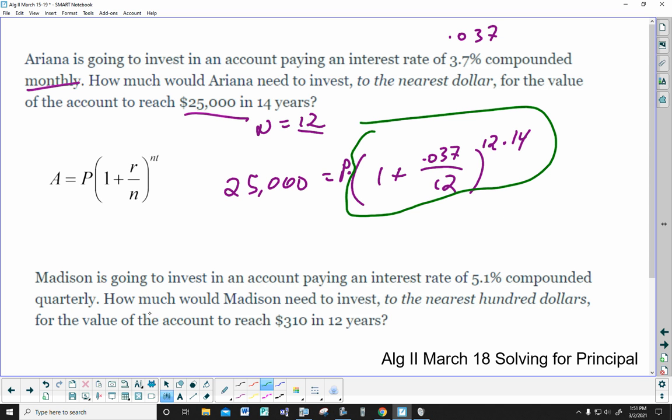Okay? Compounded quarterly, remember quarterly is 4, so that's going to be your n. N is going to be 4. Okay? And you just fill in the money. Remember, this is the value of A, and you're solving for P. Okay? That's the name of your assignment.